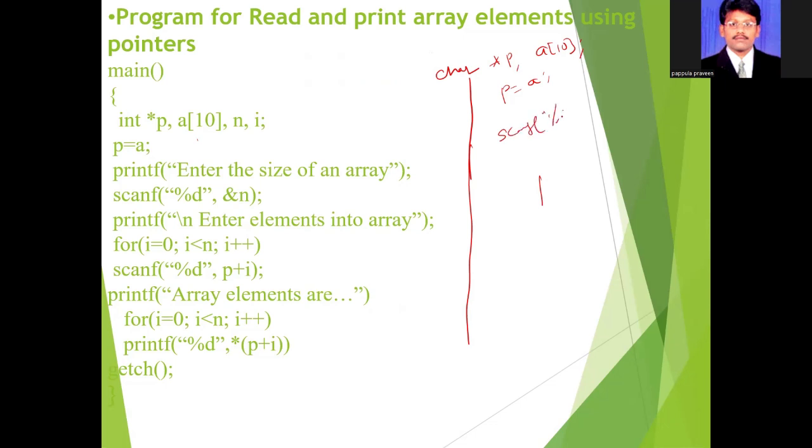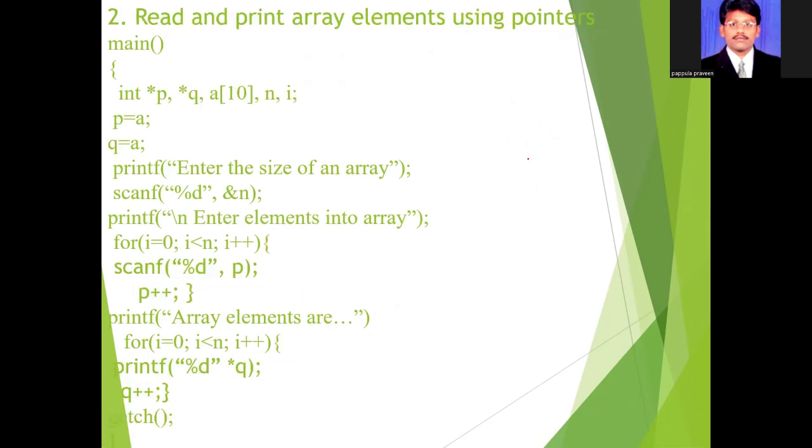scanf percentage s, a, or a of something. Use the for loop. And how can we print it? That's it. printf percentage s, comma, star p. Star p indicates the character from the base address, base address 1, base address 2. That is about the program.